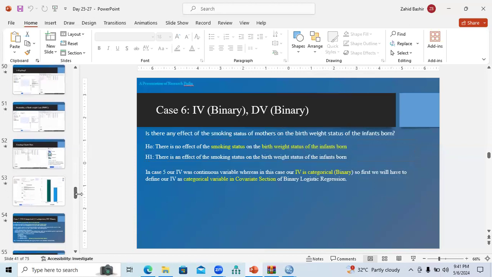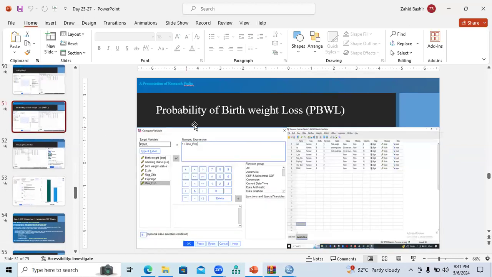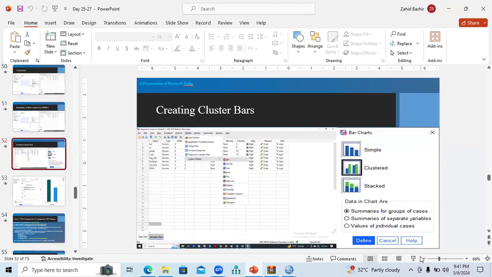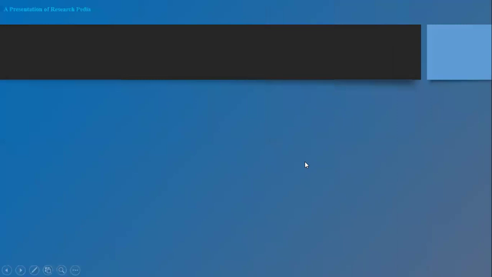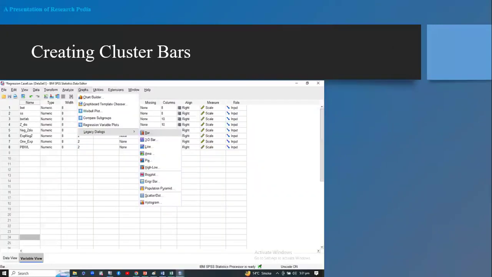So as a final option, we need to see how to generate a chart. In this case, as we have discussed, our independent variable is also categorical. In this case, we cannot generate the scatter diagram. So when your independent variable is categorical, and your dependent variable is also categorical, it means binary. Both are binary. Independent variable is binary and your dependent variable is binary. In that case, you are going to use the cluster bars.